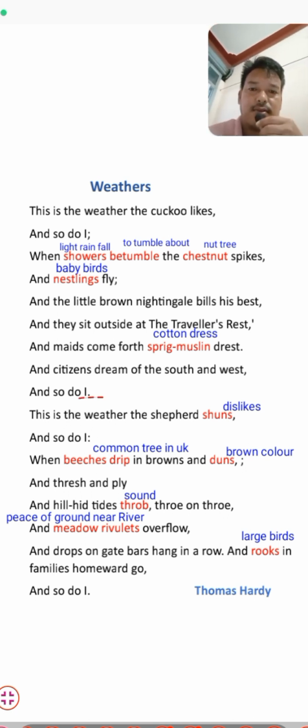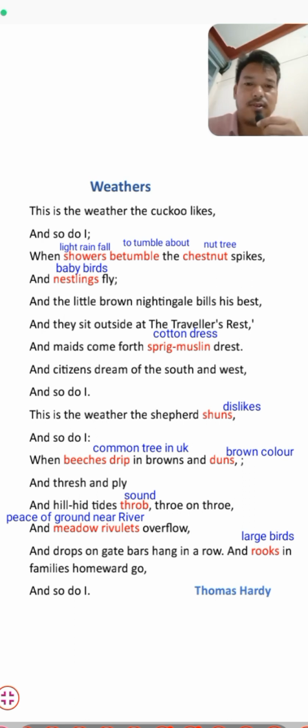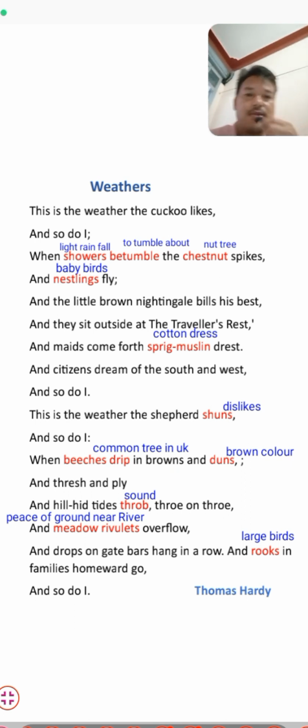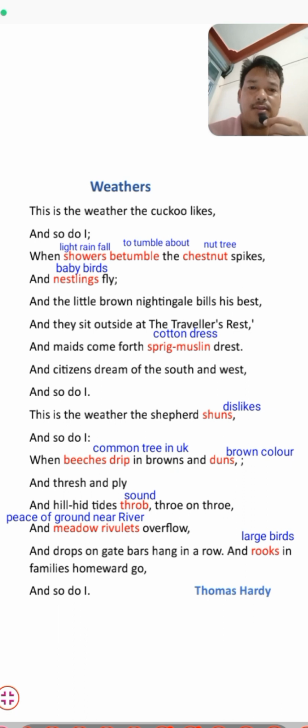And now, in the second stanza, students, as I told you, the poet will describe the winter time. Let us start. This is the weather the shepherd shuns. Shuns here means students, dislike and avoid something, and so do I. When beech drips.